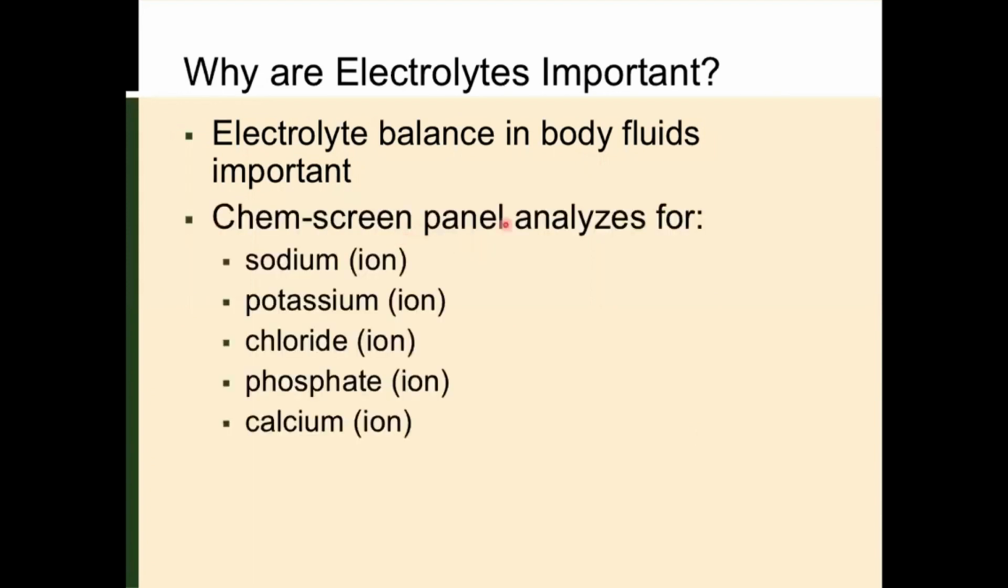So whenever they do a chem screen of our blood, they usually analyze for sodium, potassium, chloride, phosphate, and calcium to make sure that we have a good balance of those, a good concentration of those in our blood, because if we have an imbalance, it can indicate other problems, maybe in our diet or otherwise.